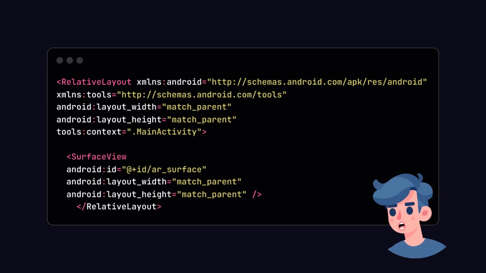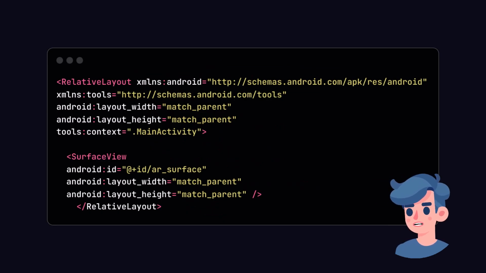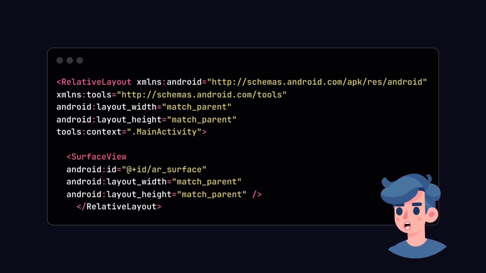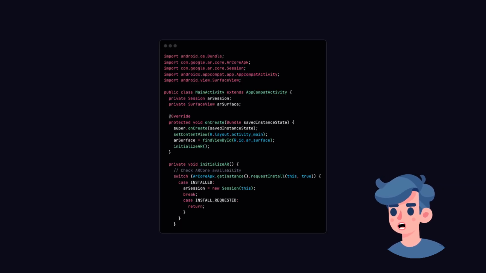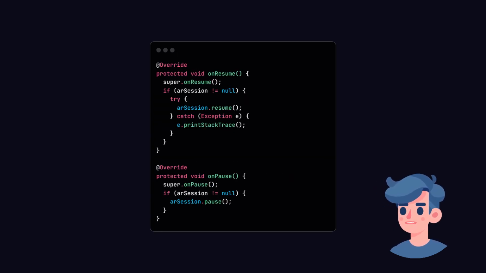With the configuration in place, let's now create the layout for our main activity. Open the activity_main.xml file and set up a simple layout with a surface view which will be used to display the AR content. Now we will move on to writing our AR implementation code in MainActivity.java. Here's how we can set up our AR session and start the camera feed. This code sets up an AR session and begins the camera feed.